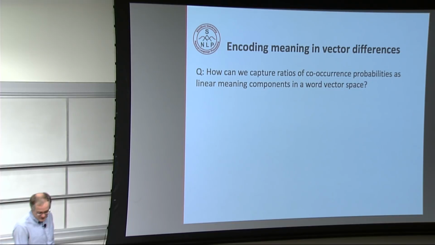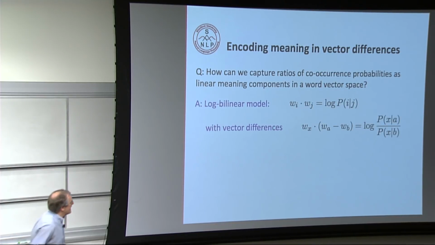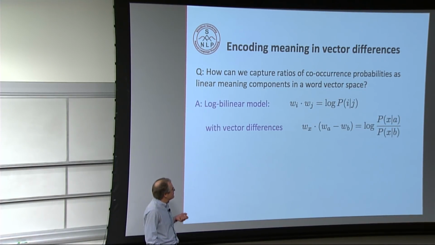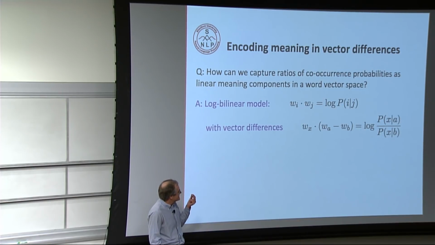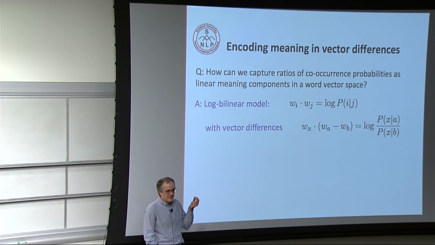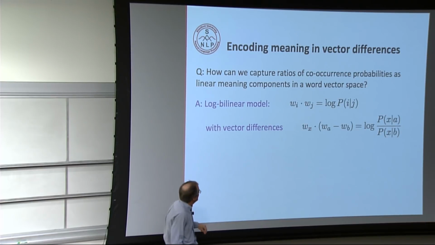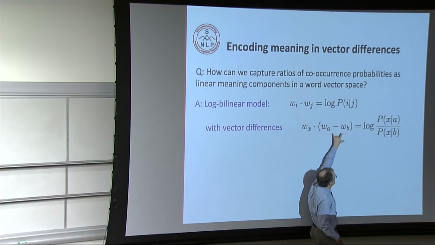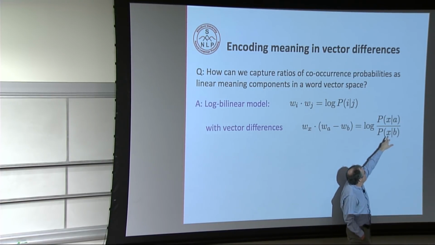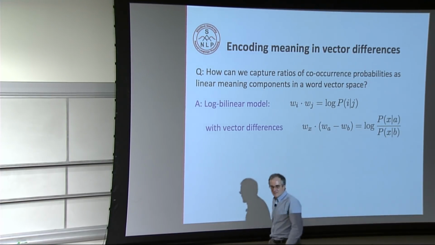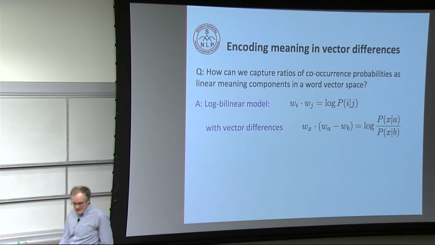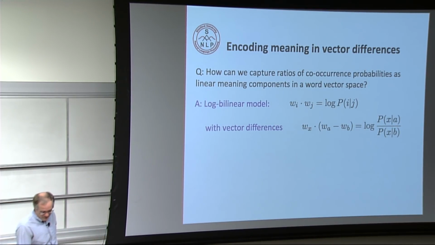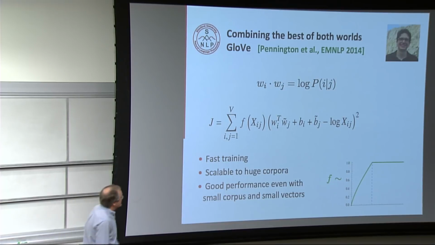Well, how can you do that? Well, the way you can do that is, if you can make the dot products equal to the log of the co-occurrence probability, then immediately you get the fact that when you have a vector difference, it turns into a ratio of the co-occurrence probabilities. And so essentially the whole of the model is that we want to have dot products be logs of co-occurrence probabilities. And so that's what we do.